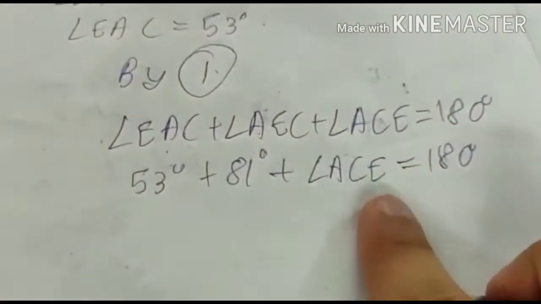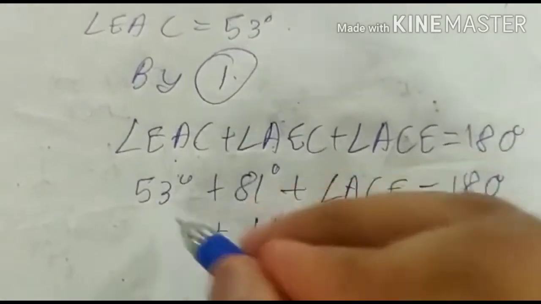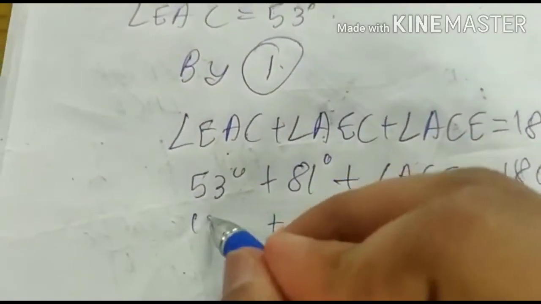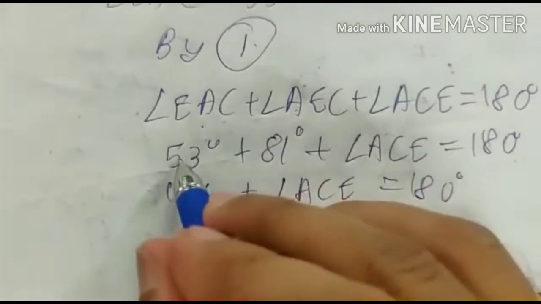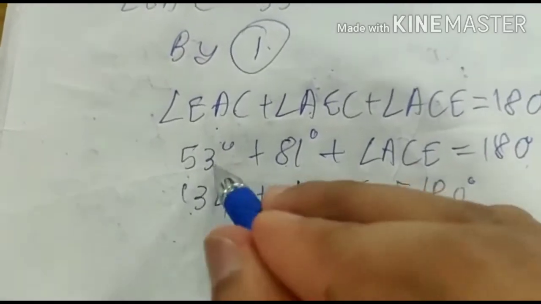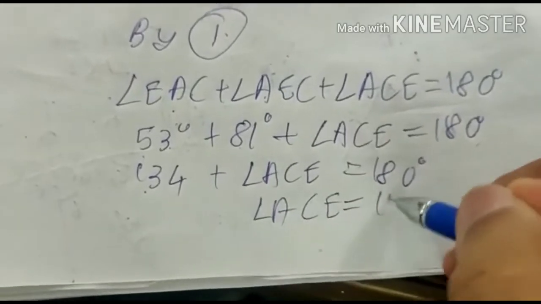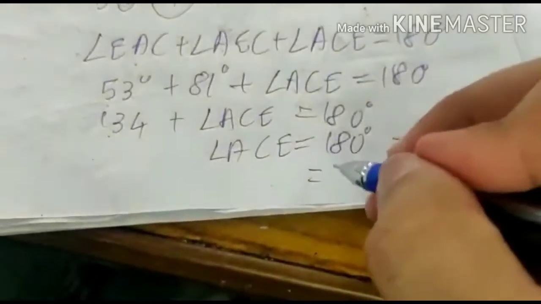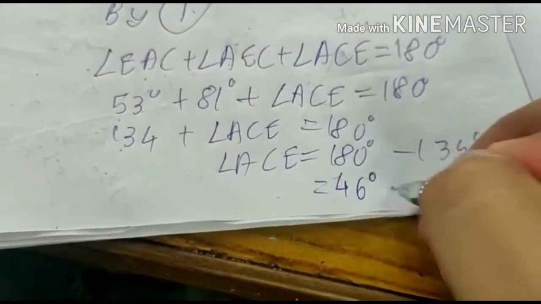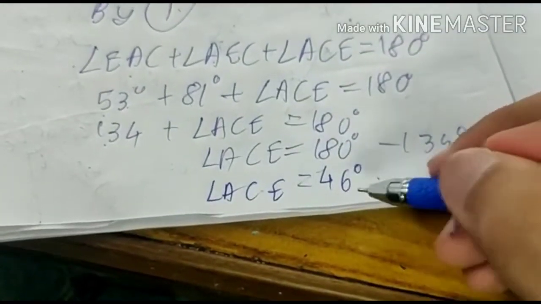So angle ACE plus 81 plus 53 gives us 134 degrees equals 180 degrees. 80 plus 50 gives 130, 3 plus 1 is 4, so 134. Angle ACE will be equal to 180 degrees minus 134 degrees, which is equal to 46 degrees. So angle ACE is equal to 46 degrees. This is our answer.